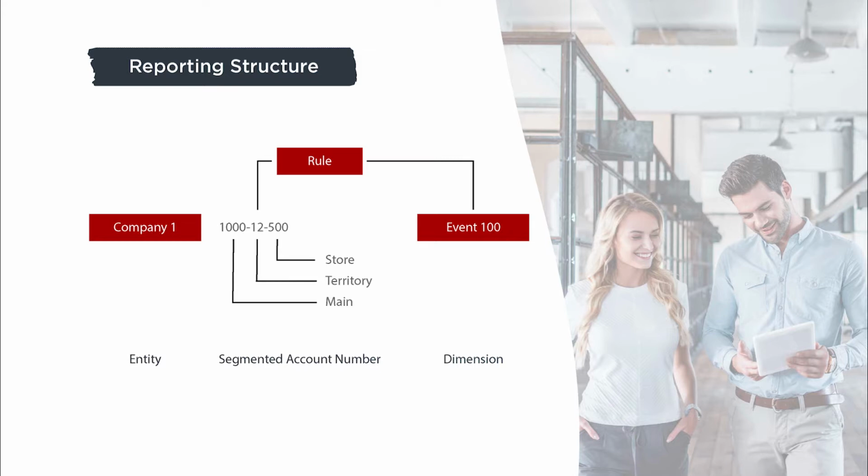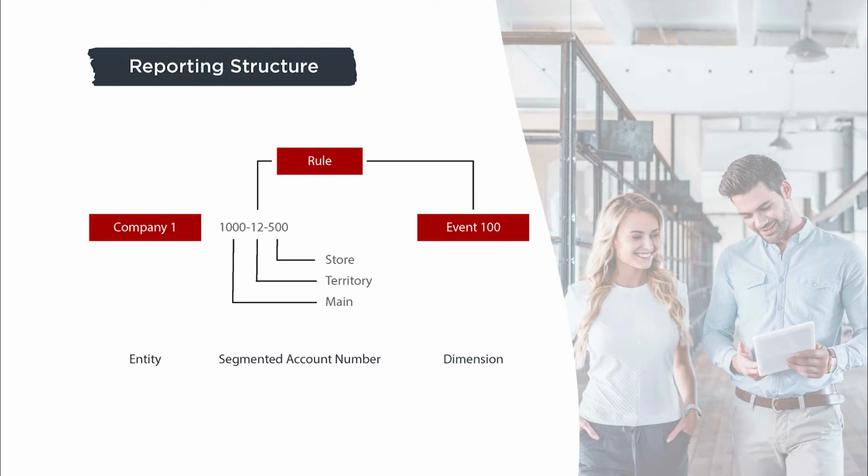We have a segmented chart of accounts. You can have one segment, two segments, or more, and each segment can have intelligence or meaning. So as you see in this example, the second segment could be a territory, and the third segment could be a location. And then finally, we have the ability to have one or more dimensions. The dimensions basically help define an additional reporting element.